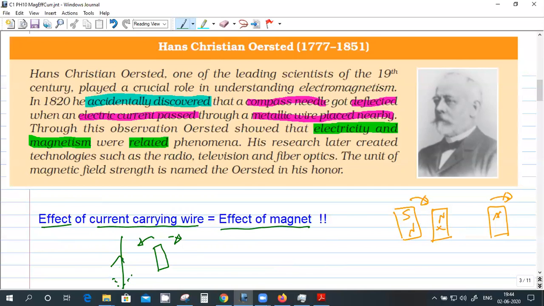When the current is flowing in the wire, it is just an electric phenomenon, right? Current is the flow of charge, so it's basically electricity. When I have a bar magnet, it's a magnetic field. So in some sense, electricity and magnetism are equivalent.